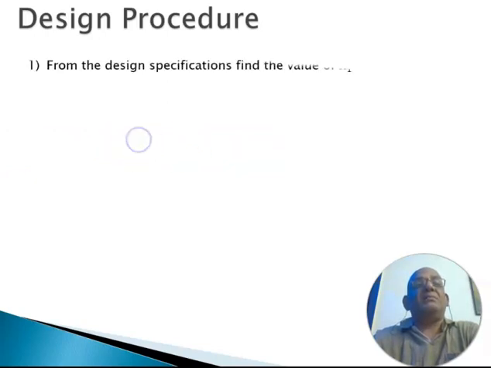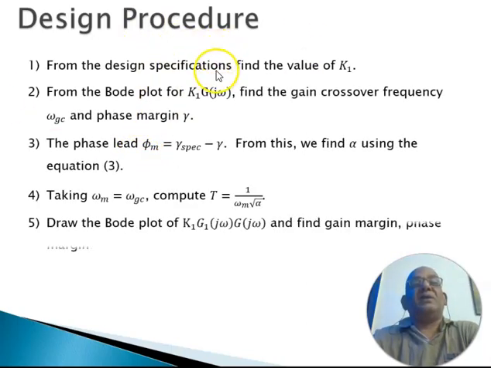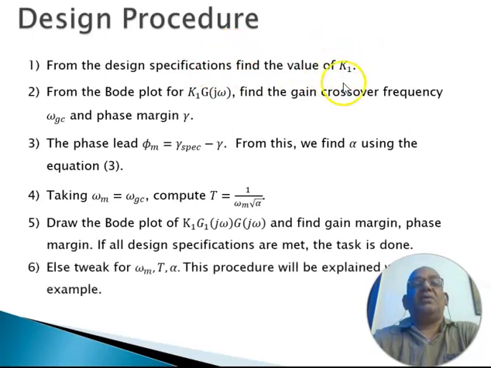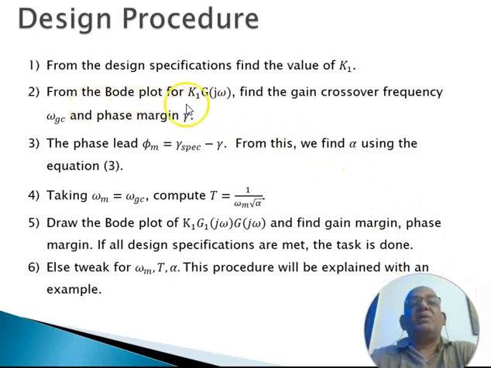we can lay down the design procedure as shown here. From design specifications, find the value of gain K1, the constant value, first, and then from the Bode plot, find gain crossover frequency and phase margin. Phase margin is gamma. If the specified value is gamma specified, find the phase lead that the network needs to add, that is gamma specified minus gamma. From this, we find alpha using equation 3.